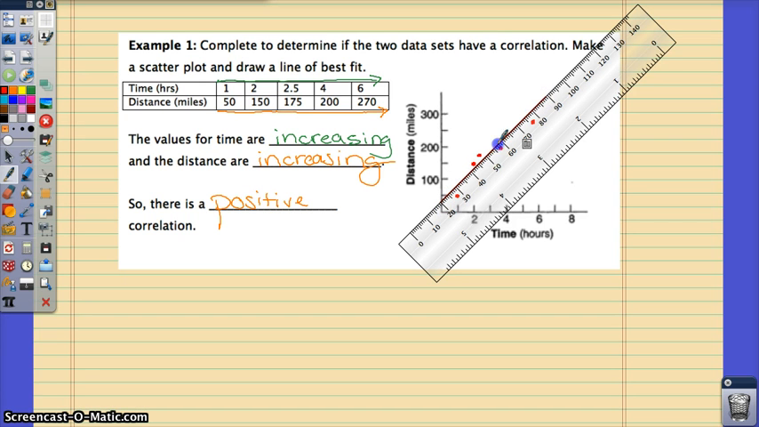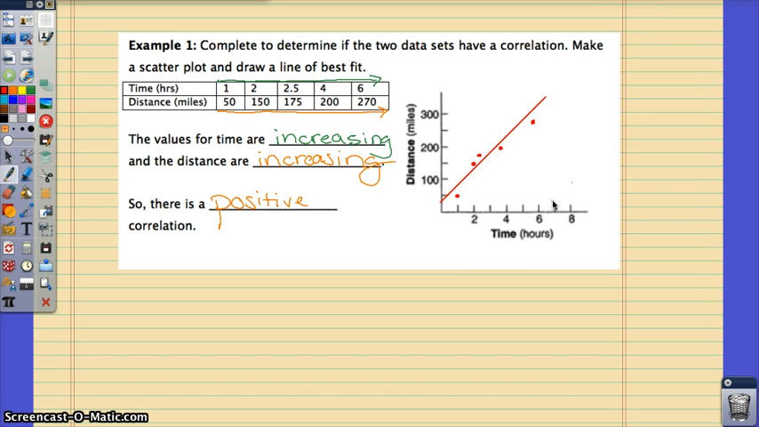Draw that in. And there's my line of best fit. You should put an arrow on this end because we want to show that this trend might continue on, okay? So overall, this has a positive correlation. It's increasing with time and distance. And there's your line of best fit. However you draw it, it should be as close to all of the points as possible.